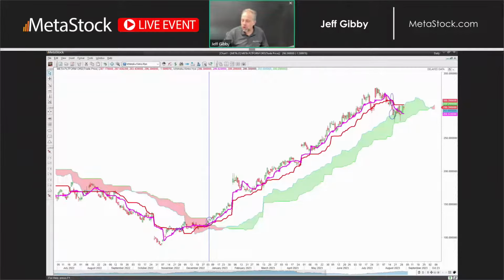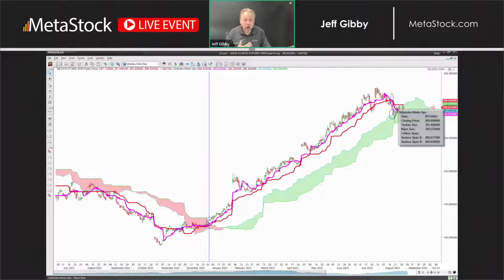Jeff says, I see a Kumo twist on the right too. Yeah, and you can see when the Kumo is going to come out, when it twists, when it goes from green to red, you're going to have that Kumo twist, which is also important. It signifies that you might be entering more of a bearish phase for Meta. So there you go. Okay, so trend bias, price relationship to Kumo.